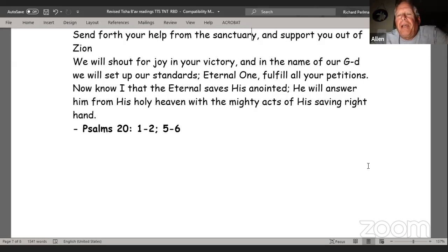Send forth your help from the sanctuary and support you out of Zion. We will shout for joy in your victory in the name of our God. We will set up our standards. Eternal One, fulfill all our petitions. Know now that the Eternal saves his anointed. He will answer him from his holy heaven with the mighty acts of his saving right hand.